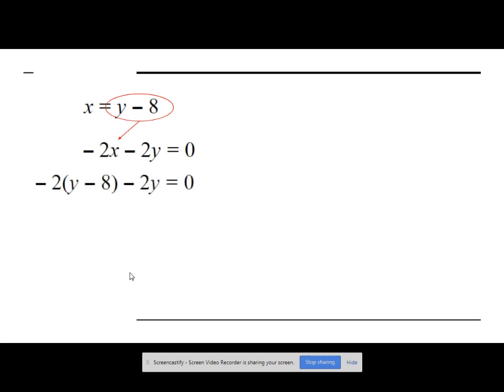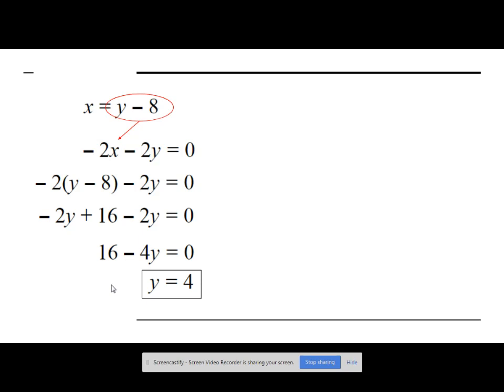Now be careful here. When you're substituting and replacing, parentheses are important because it's -2 times whatever x is. X is y minus 8. So it's -2 times y minus 8. We have to distribute through the parentheses, and then we can combine like terms. -2y minus 2y is -4y, and we can solve for y from there. Add 4y to both sides, divide by 4. We get that y would have to be 4.